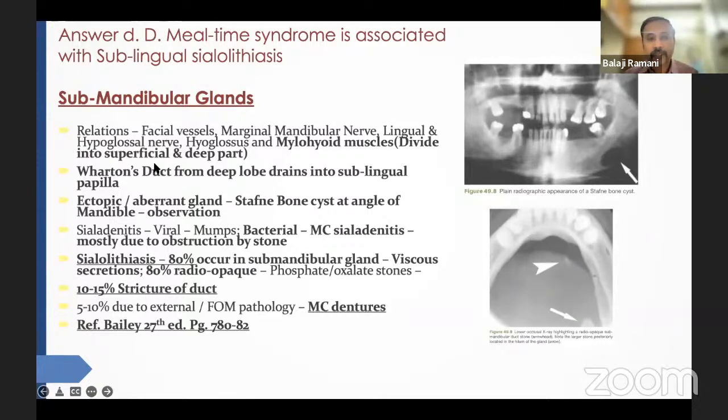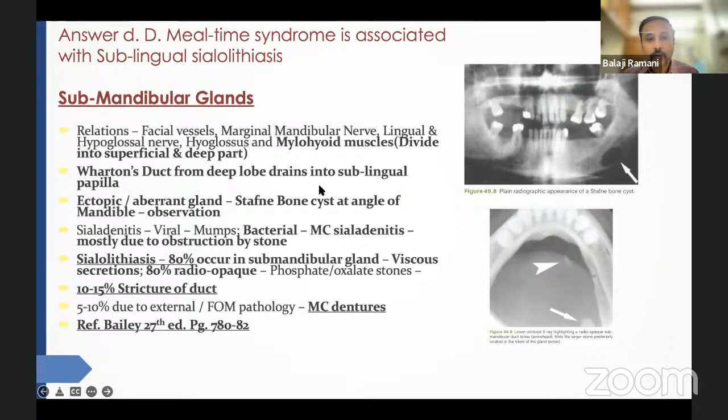And the submandibular gland in general, its relation is mainly with the facial vessels, and along with that there are going to be a few nerves related to it. The most important nerves in relation to it are the marginal mandibular nerve, the lingual nerve, and the hypoglossal nerve. All three nerves are going to be in relation to the submandibular gland.